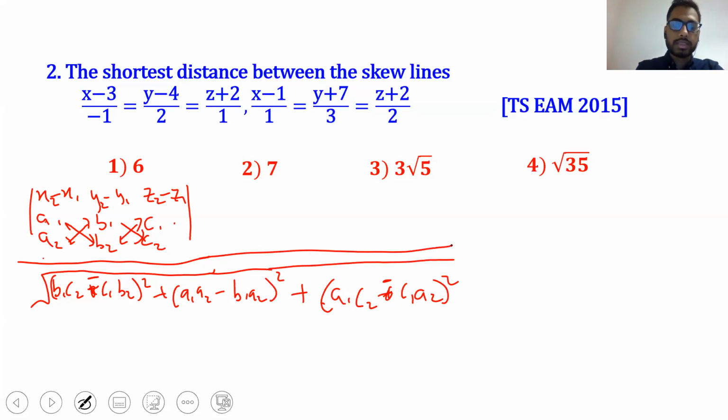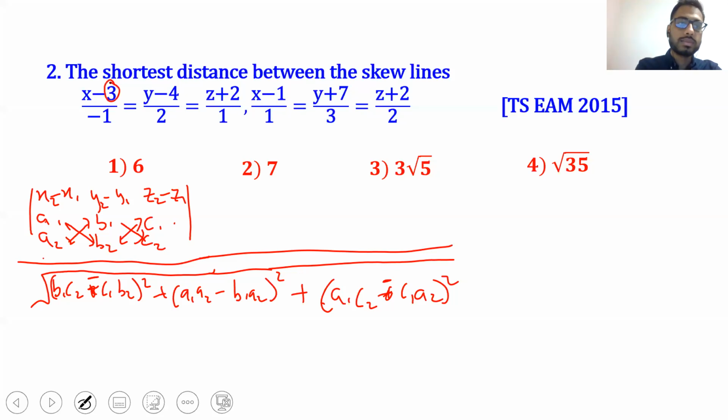So what are the values that you are going to need in this case? You would need x1, x2, y1, y2, z1, z2, and you are going to need a1, b1, c1, a2, b2, c2. So x1, y1, z1 is nothing but the coordinates of point 1, and x2, y2, z2 are the coordinates of your point 2. So how can you get a point?